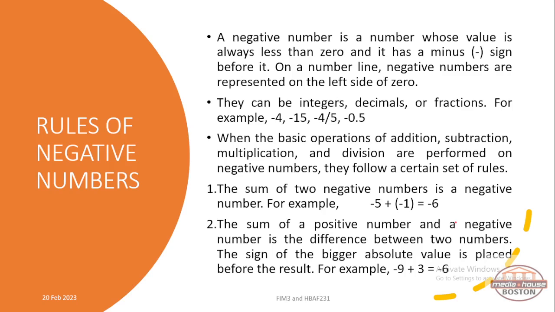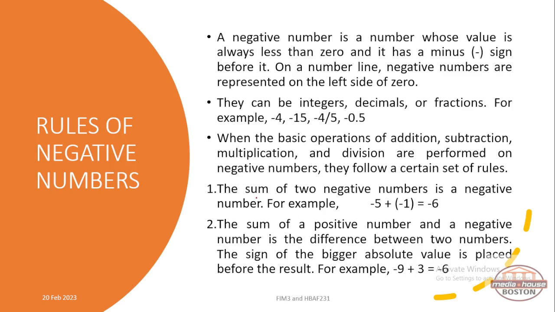So here it says the rule of negative numbers. It's just explaining that negative numbers can be integers, decimals, or fractions, for example minus 4, minus 15, minus 4 over 5, minus 0.5. So negative numbers can be anything from fractions to decimals to rational numbers. When the basic operations of addition, subtraction, multiplication and division are performed on negative numbers, they follow a certain set of rules. These are the same rules as the ones I explained previously, but this time they are explained much better, with a clear example.